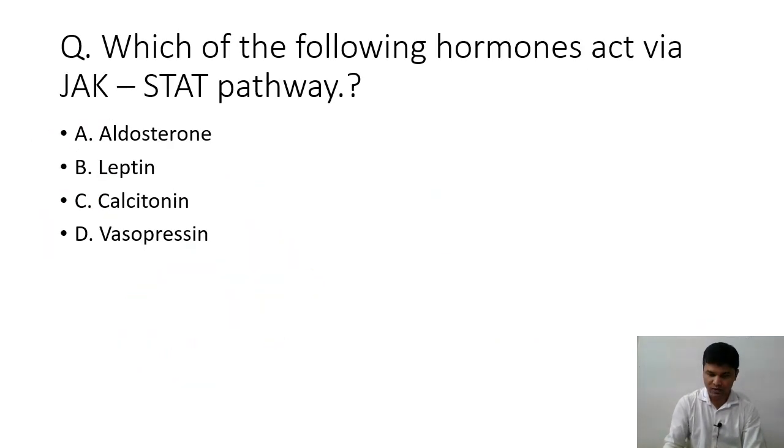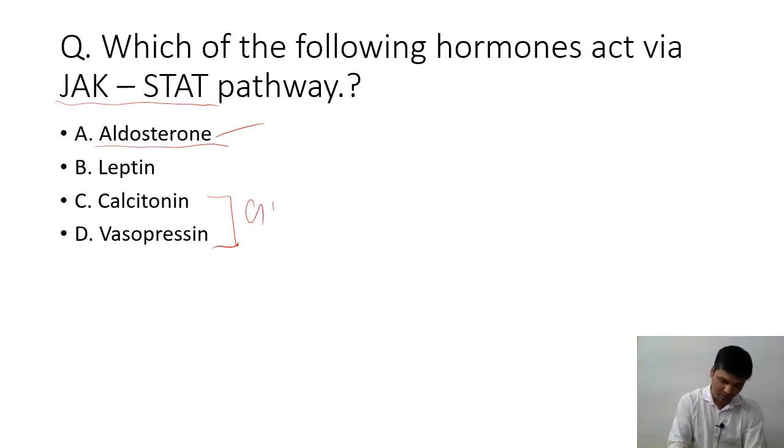So let's move to the next question. Which of the following hormones acts via the JAK-STAT pathway? The first option is aldosterone. Aldosterone is intracytoplasmic, so this is not the answer. Calcitonin and vasopressin act through GPCR, the G protein coupled receptor, so these will not be your answer.